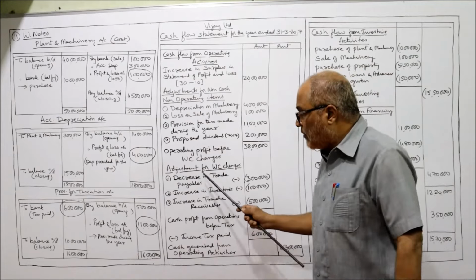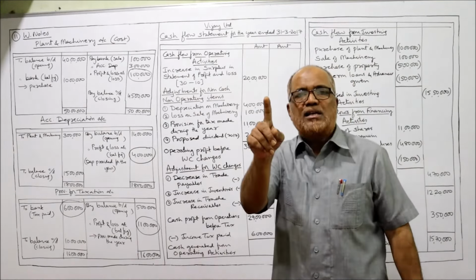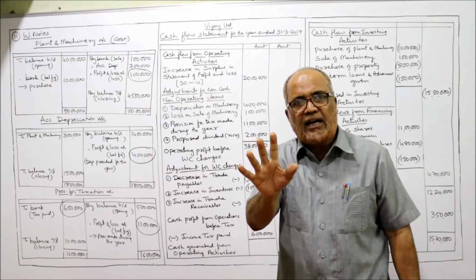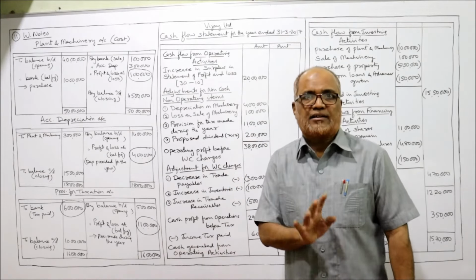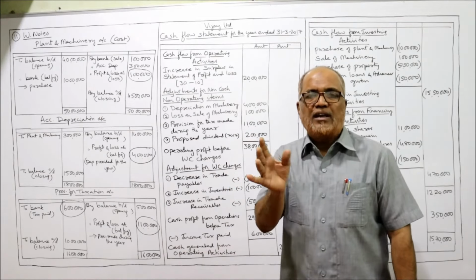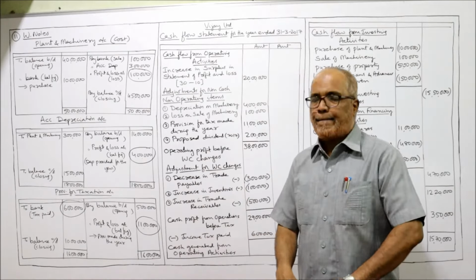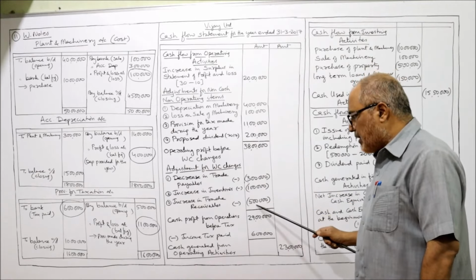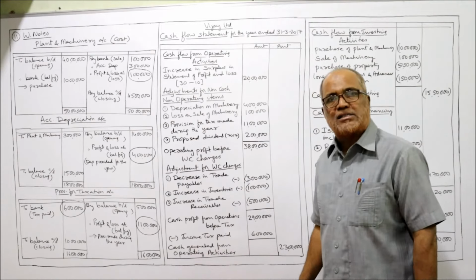The only thing you always have to remember in each and every problem: increase in current liability, decrease in current asset should be added, otherwise deducted. So if increase in current liability, add. Decrease in current asset, add. That's all. So 38 lakh minus 3 lakh minus 1 lakh minus 5 lakh, you will get 29 lakh cash profit in operations before tax.